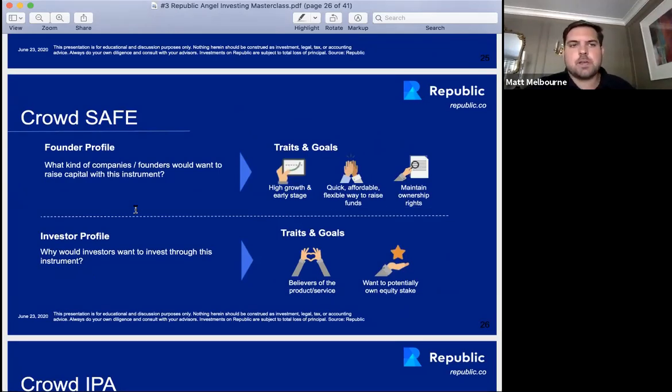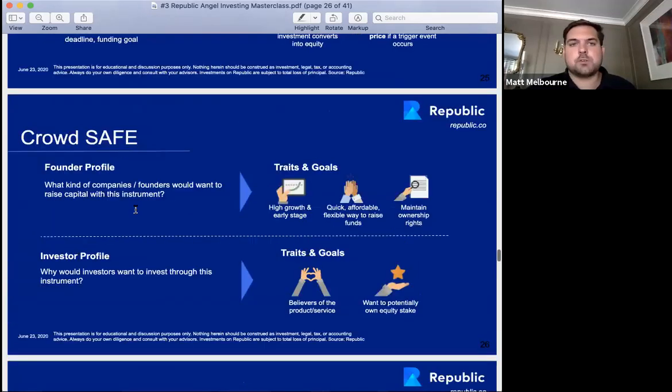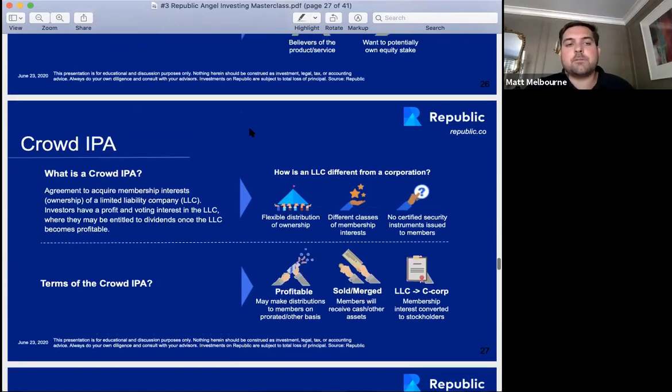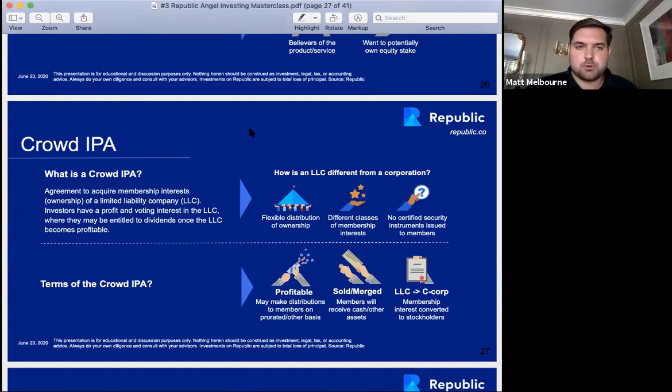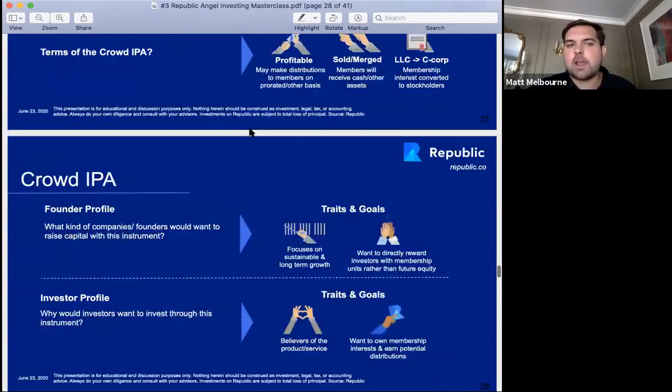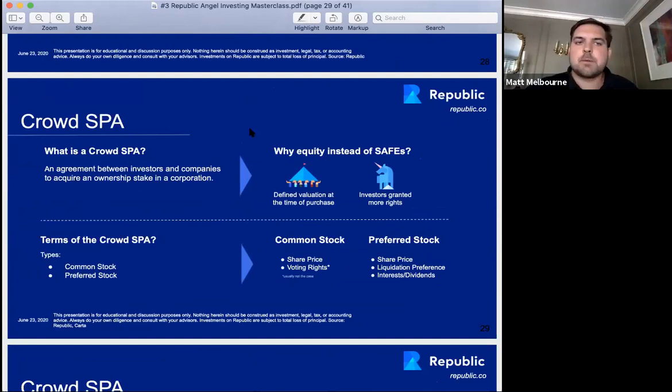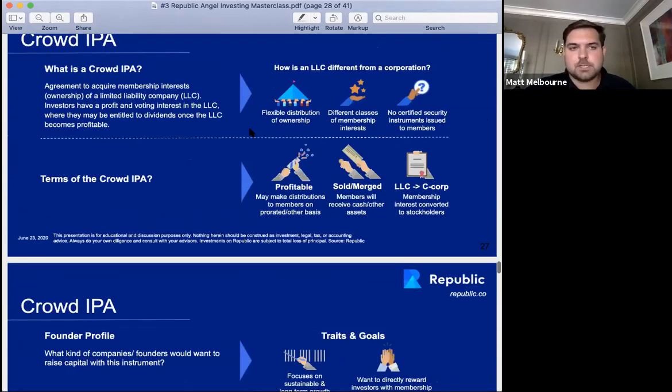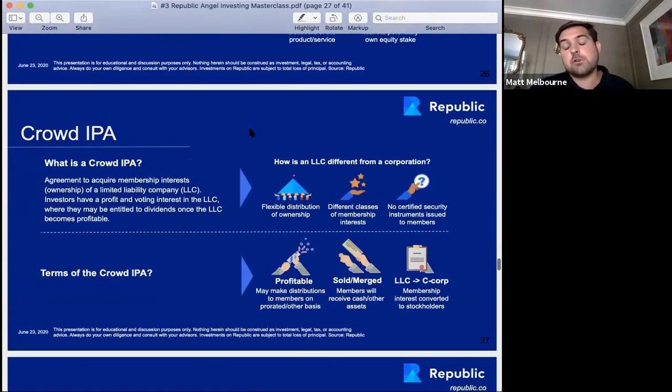But we have two others that we're just starting to use more and more. So both are equity-focused instruments in which investors can actually own a piece of the company, and there's some important differences there. So we have two: the crowd IPA, the interest purchase agreement, and the crowd SPA, the stock purchase agreement. So what the difference is: a crowd IPA is for when you're investing in an LLC, and the crowd SPA is for when you're investing in a C Corp. And for the most part, it's a Delaware LLC or a Delaware C Corp.